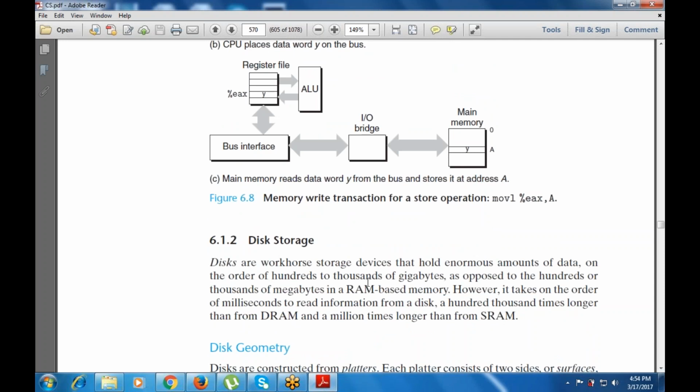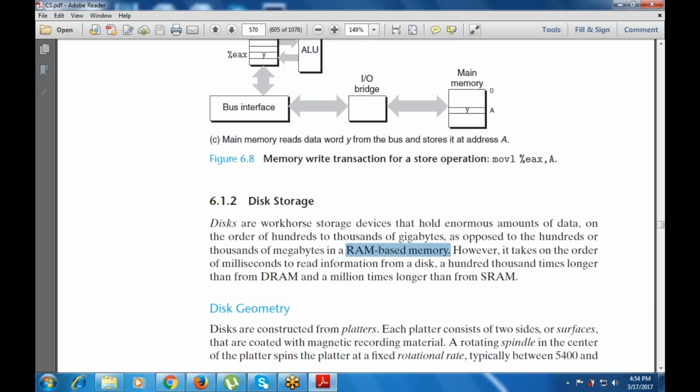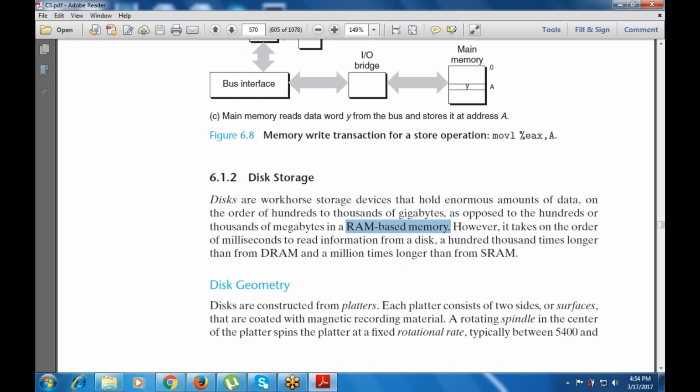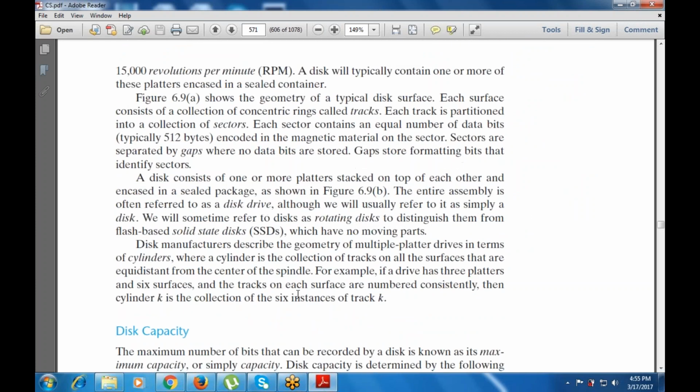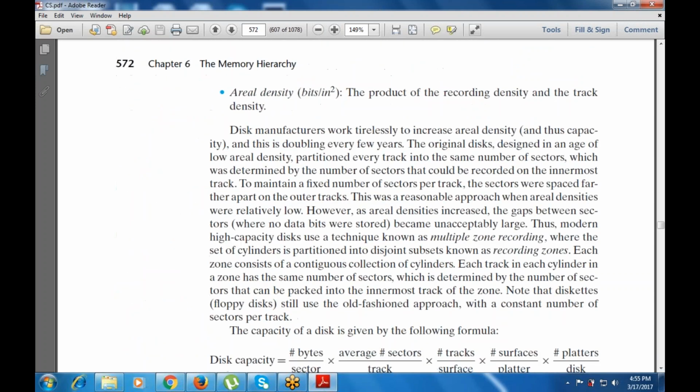Now next is the disk storage, which stores enormous data, thousands of gigabytes, as opposed to the hundreds or thousands of megabytes in RAM-based memory. And DRAM is larger than SRAM. The disk geometry: the spindle, surface, and sectors. Now, as I told you in the last class, there are latency time and seek time. These are the tracks, and in between these are the sectors. The latency time relates to the sector, and the seek time relates to the tracks, and the access time is a combination of both, that is latency plus seek time. The disk manufacturer's capacity is also given in disk bytes.